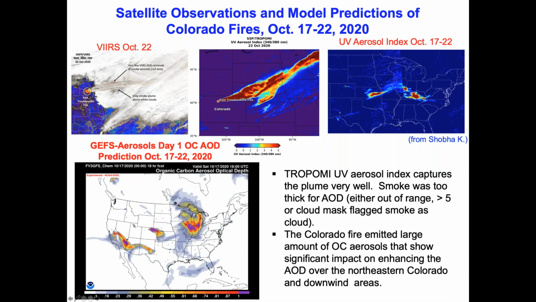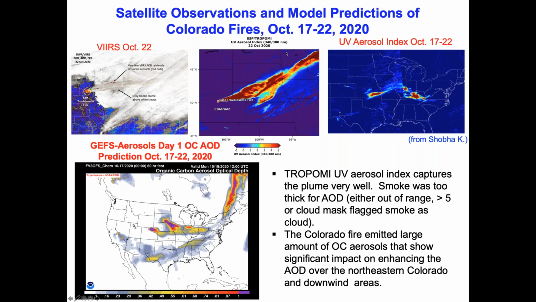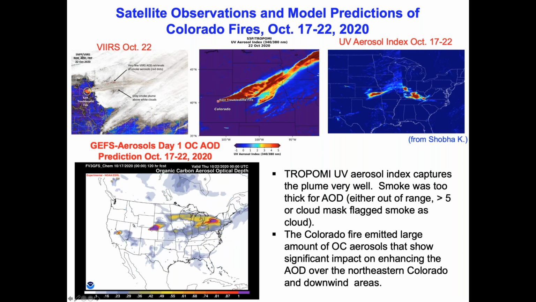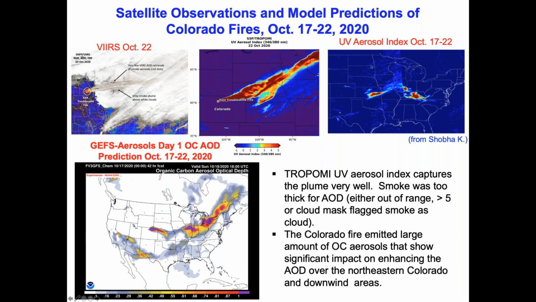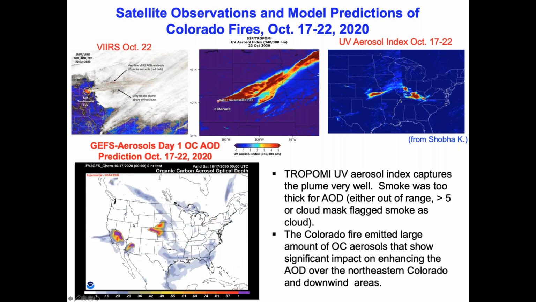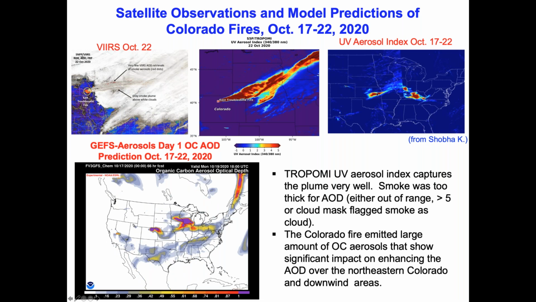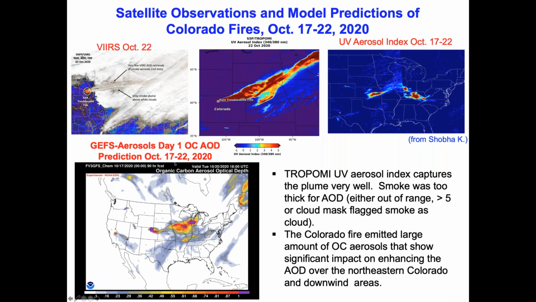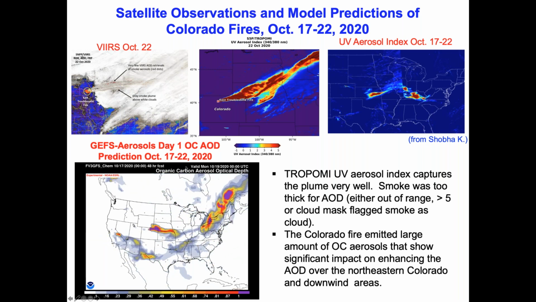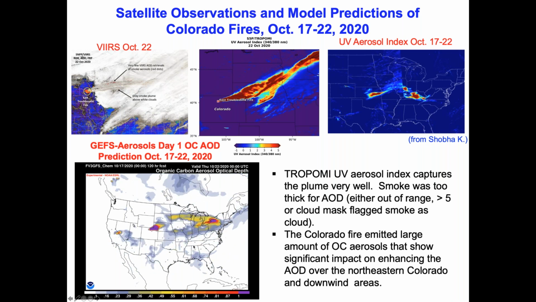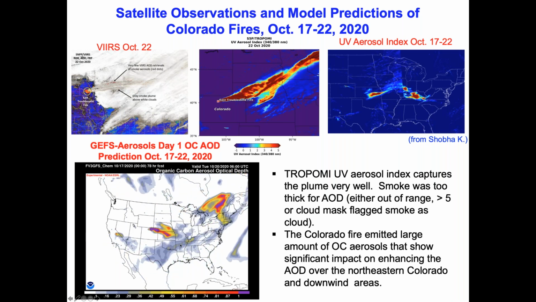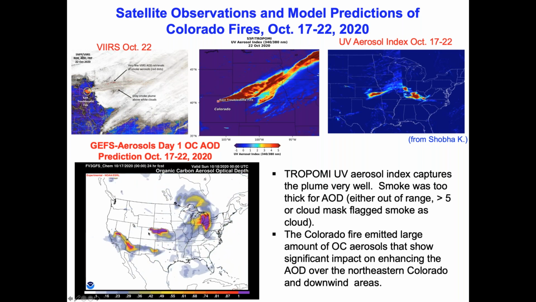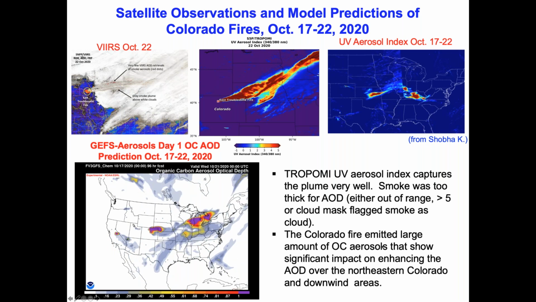From the OMI UV aerosol index, the impact of enhanced aerosols is very dominant over the fire source region and the downwind areas, see here. This is the 5-day average from October 17 to 23rd. In the OMI UV index, we can also see this significant impact of the fire pollution. Now this is our GEFS aerosol prediction from October 17 to 22nd, every 6 hours. You will see the Colorado fires emitted a large amount of organic aerosol, showing significant impact on the source region and downwind areas.